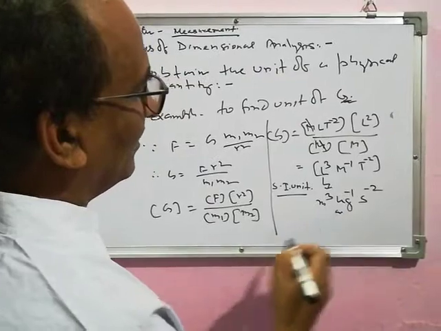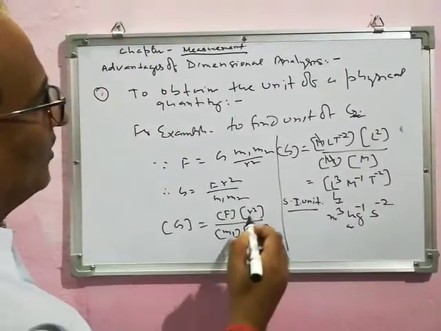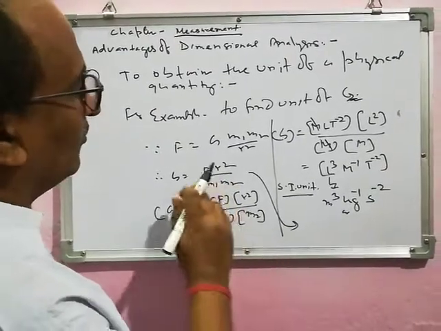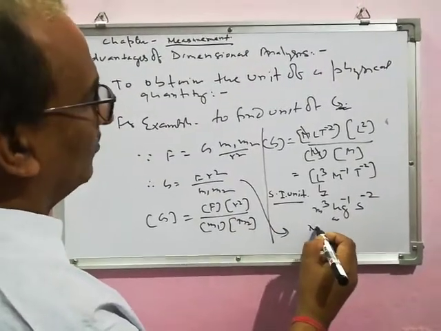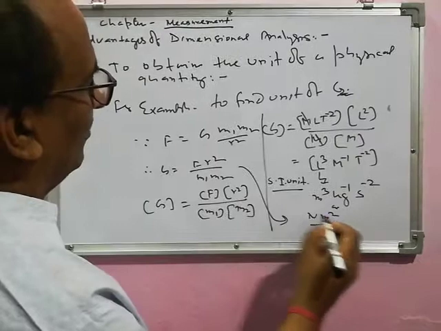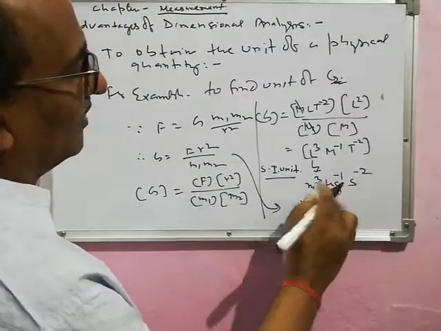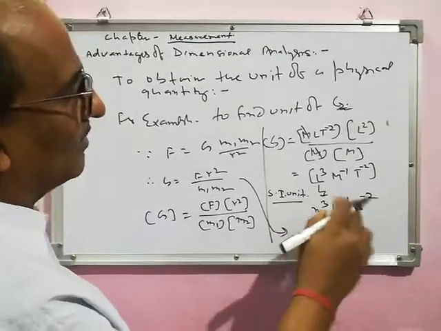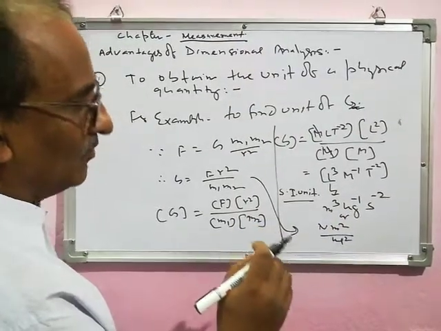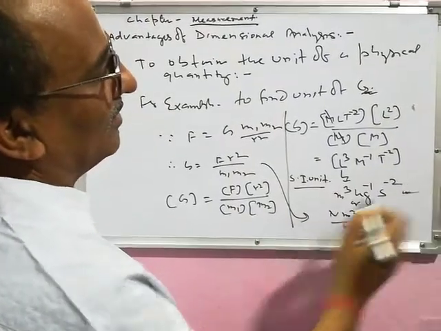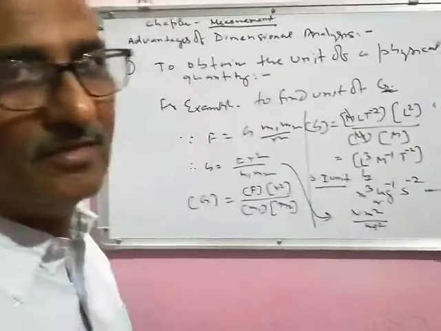However, we may write the unit according to the formula, and then its unit is Newton meter square by kg into kg, that is kg square. So both are the same thing, we can express it in any way, but using dimensions we can easily find the unit in this way.